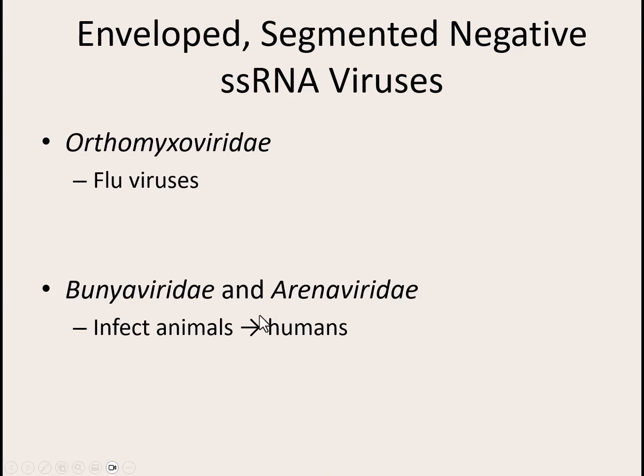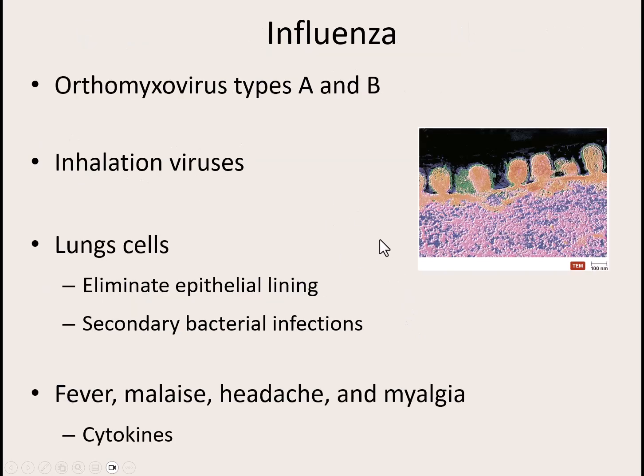But we're going to first start talking about flu viruses, all those wonderful influenza viruses that we know and love so much. So there are two types of orthomyxoviruses, type A and type B. So it's not uncommon that we'll talk about diagnosing someone with an influenza A or an influenza B. They are inhalation viruses, meaning they are all picked up airborne. They're all picked up because we breathe them in.